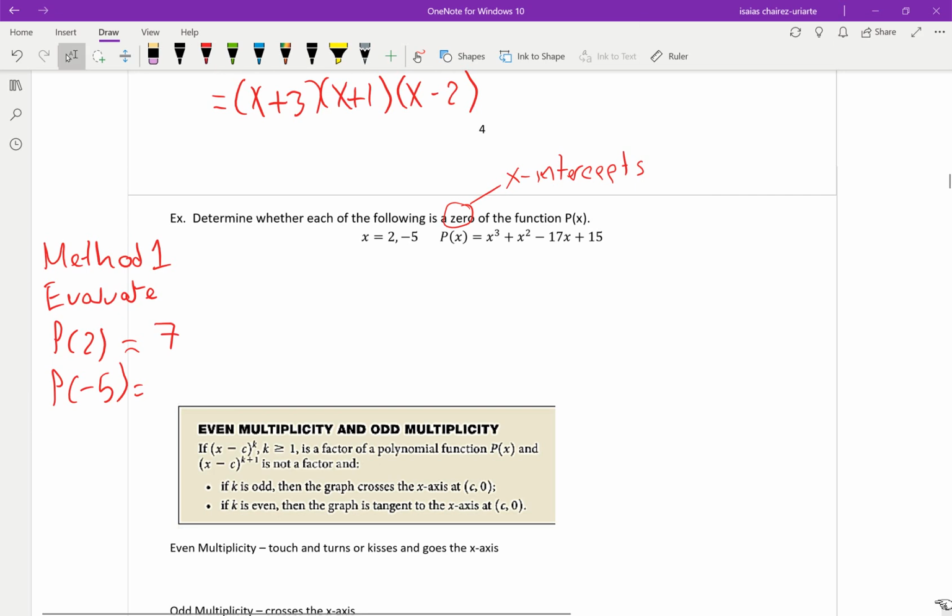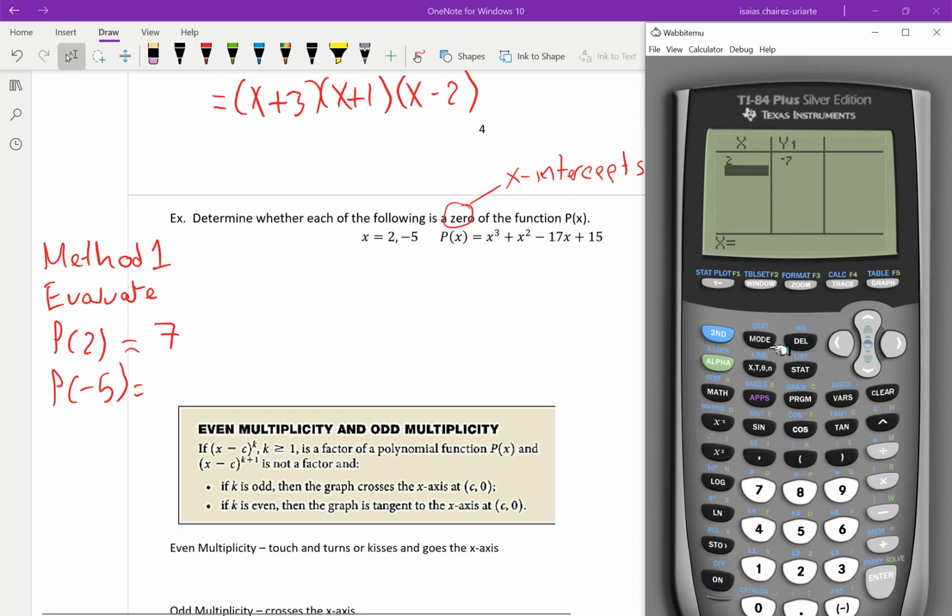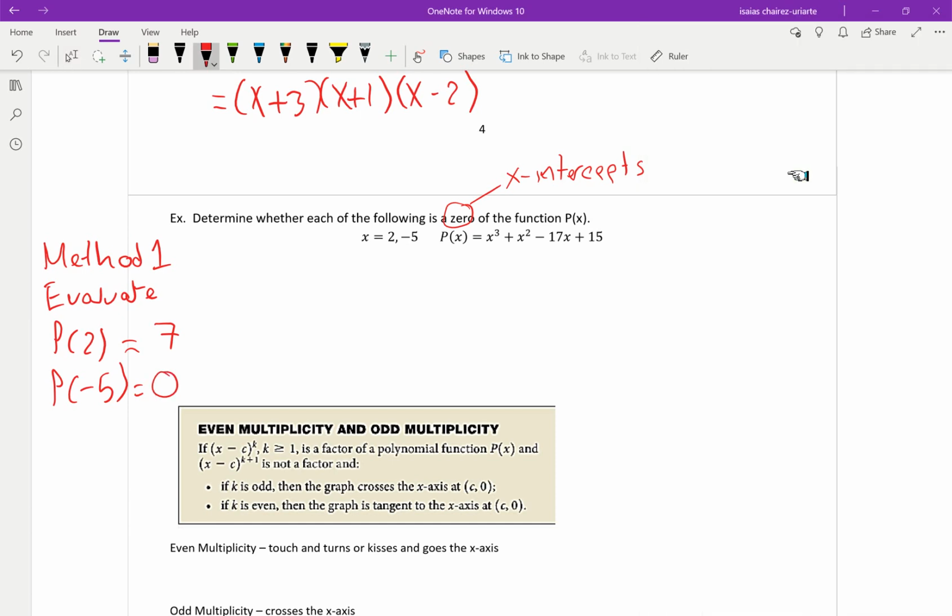What is p of -5? If my x happens to be -5, and in order to enter -5 here, be careful, don't use this button right here. Use this one down here, that's negative. -5, my y is 0. So that means that -5 is an x-intercept. That would be the easiest way to determine if these things are zeros. So this is not an x-intercept, and this guy we decided yes.